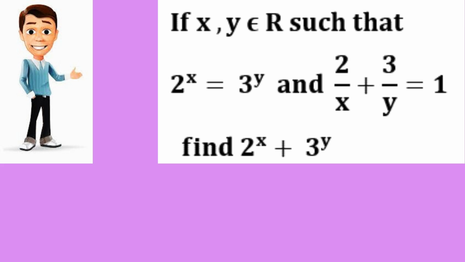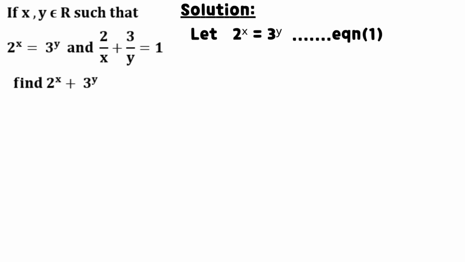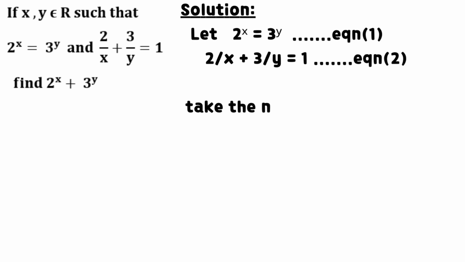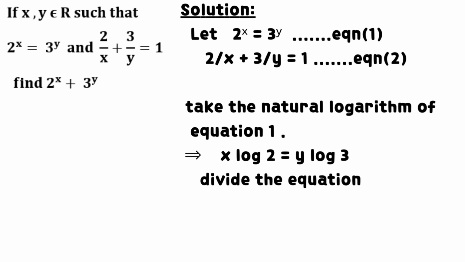What is the value of the sum of 2 to the power of x and 3 to the power of y from the given algebraic equations? Let 2 to the power of x equals 3 to the power of y be equation 1, and the sum of 2 divided by x and 3 divided by y equals 1 be equation 2.